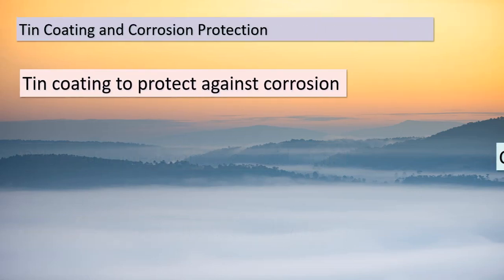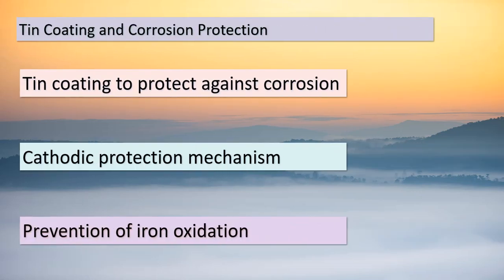Great job following along, students. Now, let's discuss a practical application that helps protect iron from corrosion. Have you ever wondered how some objects manage to stay corrosion-free? One technique is coating iron objects with a layer of tin. This coating serves as a shield against corrosion, and it works through a mechanism known as cathodic protection.